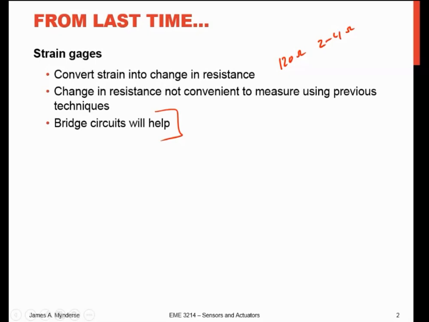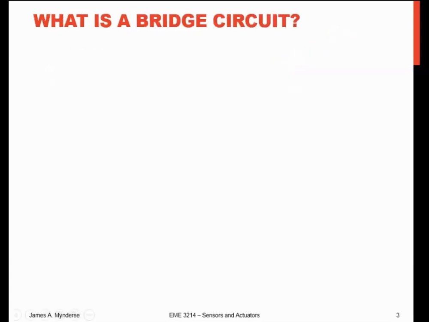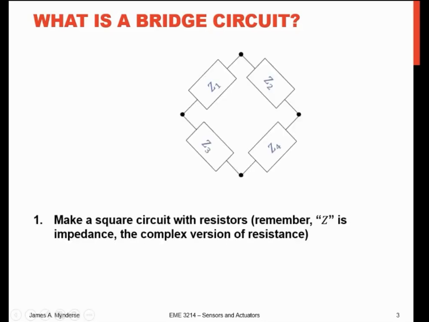And I'll point out too, anytime you're measuring a change in impedance, whether it's a DC resistance or a reactance or something like that, a bridge circuit is something good to consider. So what is a bridge circuit? It's a circuit that crosses a river, right? No, it's not. Let's draw a picture.